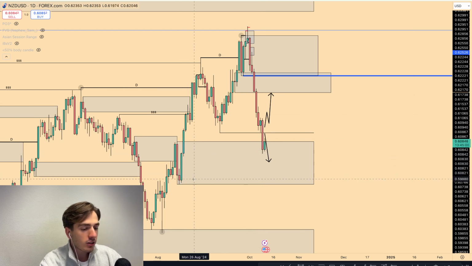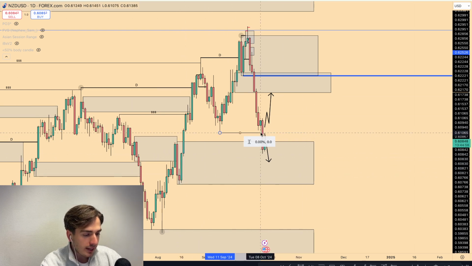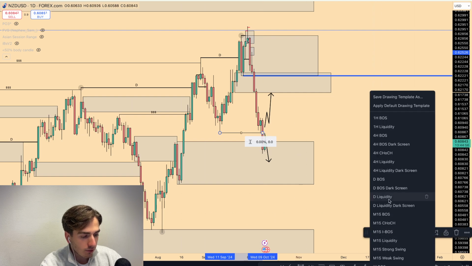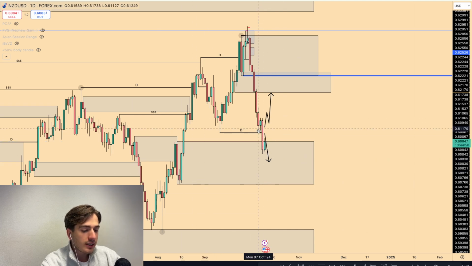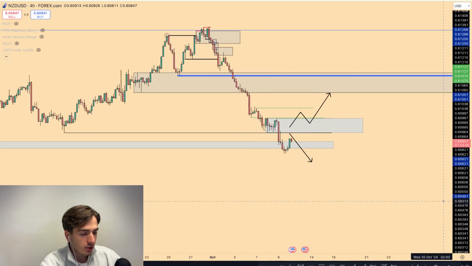So now we're inside daily demand. We have now seen a daily BOS. So this for me is a daily BOS. What do you expect after a daily BOS? You expect a pullback. So we're now inside daily demand and we should start seeing a pullback.